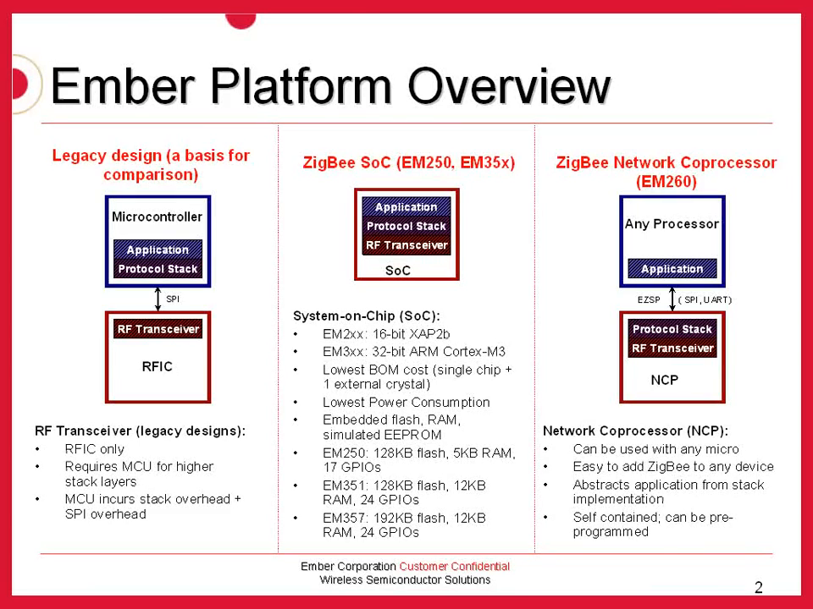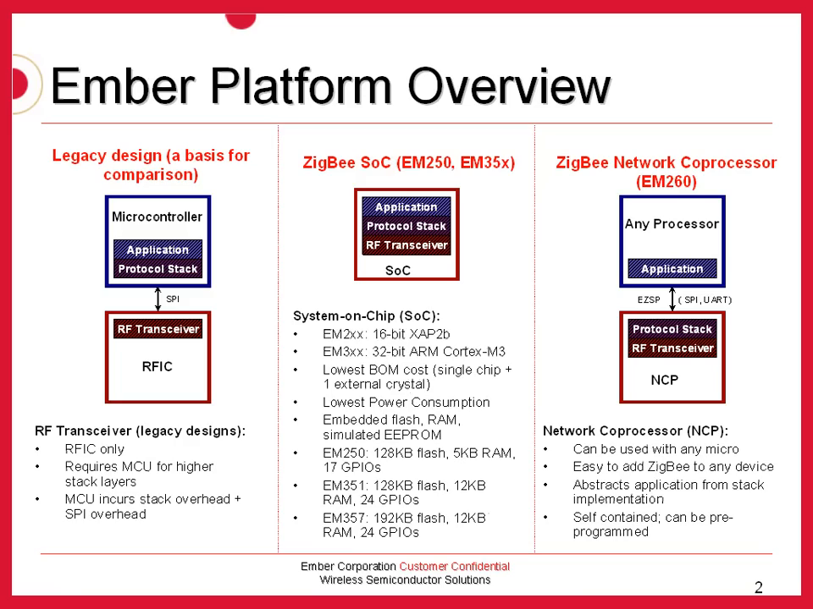Then, on our newer series of chips, the 300 series, we have the EM351, which is based on the ARM Cortex-M3, a 32-bit ARM processor architecture. And that also has 128K of flash, although the code density is a bit different because it is a different architecture. It also has 12K of RAM and 24 GPIOs. The EM357 is essentially identical to the 351 with the exception of having a larger flash space. So it has 192K flash versus 128.